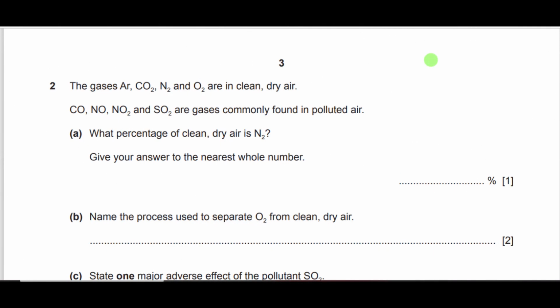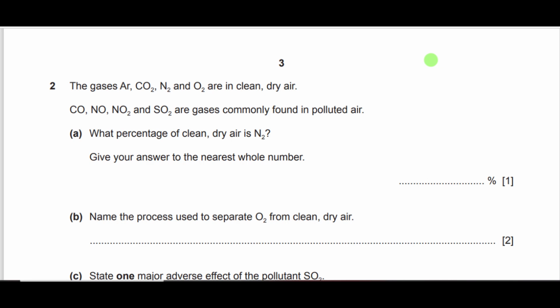Question 2 says, the gases argon, carbon dioxide, nitrogen and oxygen are in clean, dry air. Carbon monoxide, nitrogen monoxide, nitrogen dioxide, and sulfur dioxide are gases commonly found in polluted air. What percentage of clean, dry air is nitrogen? Give your answer to the nearest whole number.